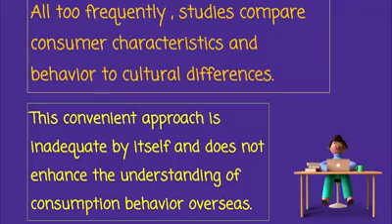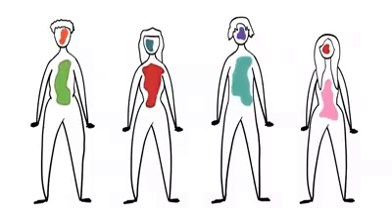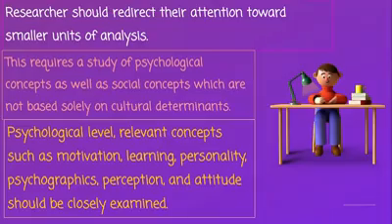Conclusion. Consumer behavior as a discipline of study has been researched extensively in the USA at both the macro and micro levels. All too frequently, studies compare consumer characteristics and behavior to cultural differences. This convenient approach is inadequate by itself and does not enhance the understanding of consumption behavior overseas. Instead of explicitly or implicitly attempting to use culture to explain most variation in consumption, researchers should redirect their attention towards a smaller unit of analysis. This requires a study of psychological concepts as well as social concepts which are not based solely on cultural determinants.